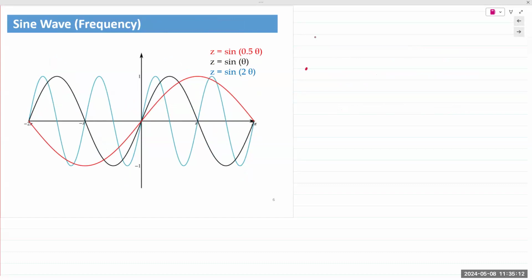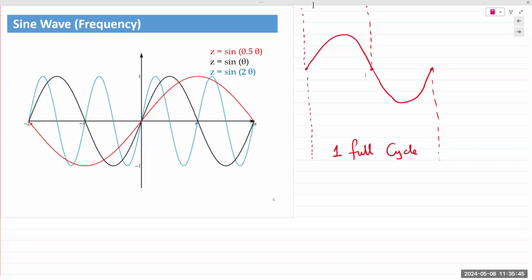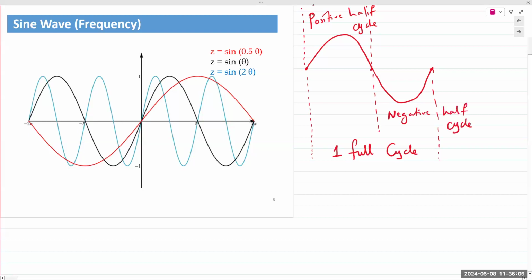So a sinusoidal waveform will start at 0, go to a positive number, come back to 0, then start at 0, go to a negative number, negative peak, and come back to 0. When it does this, we say it has completed one full cycle. The positive peak is known as the positive half cycle, and the negative peak is the negative half cycle. So it goes to a positive number, positive peak, goes to negative, comes back to 0. One full cycle.